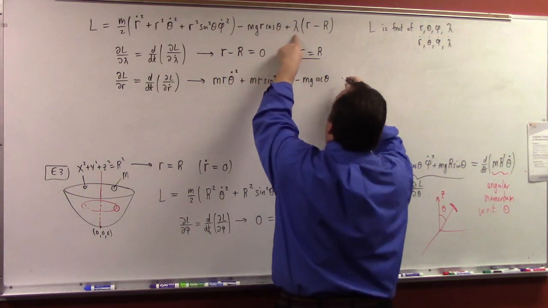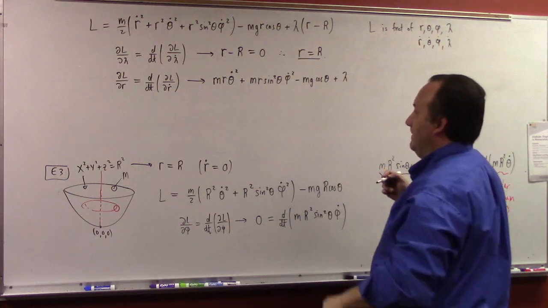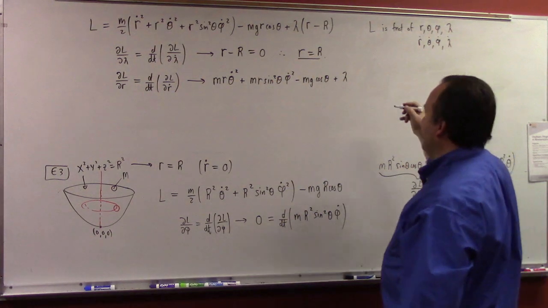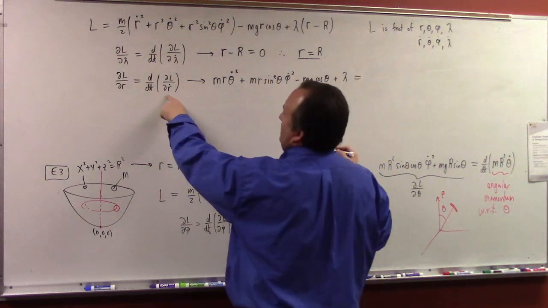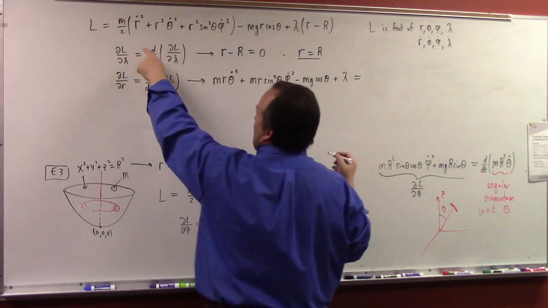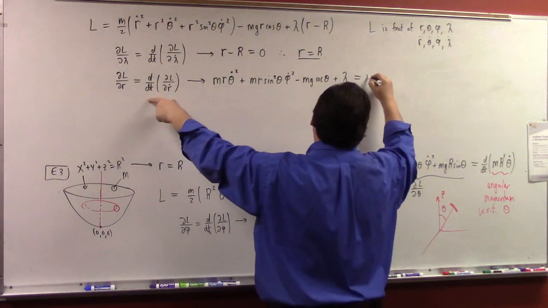What else? Oh, plus lambda, right? And that's equal to what? Partial L partial r dot, which is what? Well, that's just m r dot. So this is literally m r double dot.